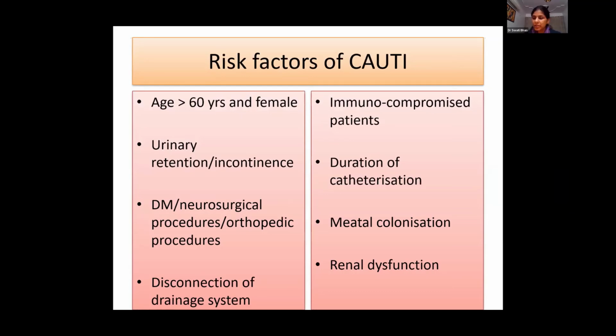Risk factors are age more than 60 years, and female patients, urinary retention or incontinence. Those having diabetes mellitus are more prone to urinary tract infections. If there is disconnection of the drainage system in immunocompromised patients, like cancer patients, they are at higher risk of CAUTI. As the duration of catheterization increases, the risk of CAUTI increases and can lead to renal dysfunction. And patients with renal dysfunction are also more prone to UTI.